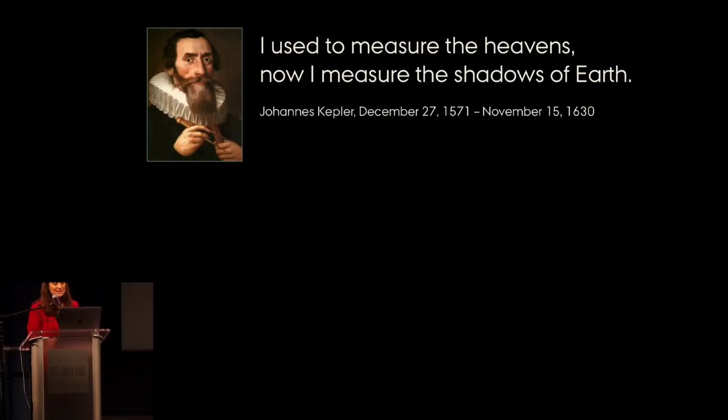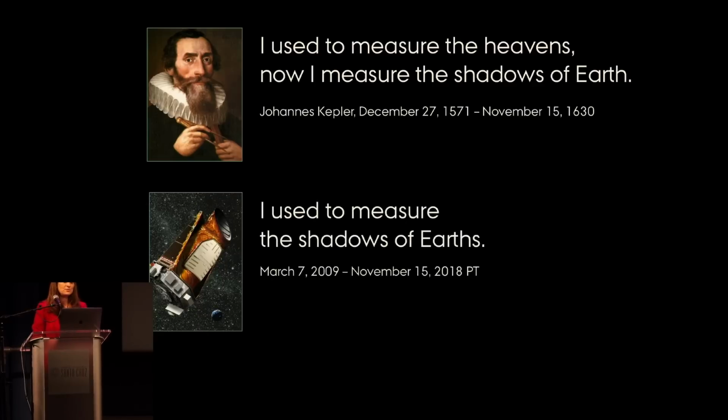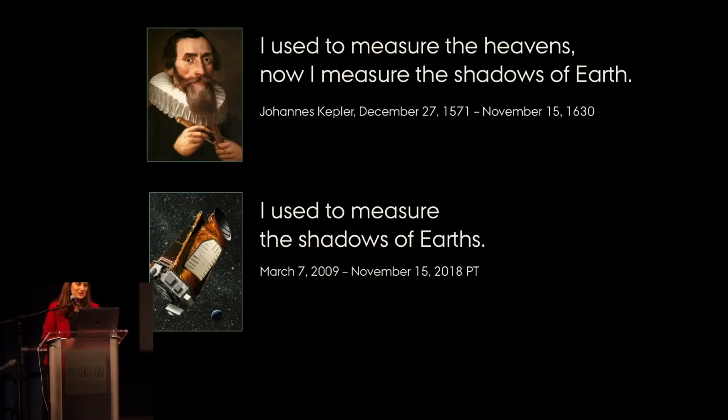As you know, Kepler's namesake was Johannes Kepler, the scientist. You might not know that he wrote his own epitaph. And in part it reads, "I used to measure the heavens, now I measure the shadows of Earth." So I think it would be befitting if Kepler, the spacecraft's epitaph, read, "I used to measure the shadows of Earths," plural. But what I also find remarkable, and this was a total coincidence, is that the spacecraft was shut down, basically died, on the same day as the anniversary of Johannes Kepler's own death. How's that for synchronicity?